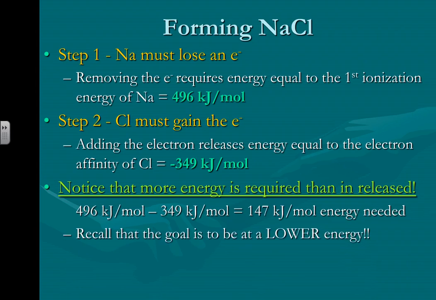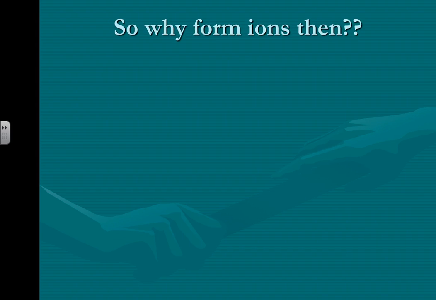Recall, the goal is lower energy. That's a problem. So right now, ion formation is actually an unfavorable process, especially forming positive ions. It's an unfavorable process generally. It requires more energy than it actually releases. So again, this can't be the end of the story, because if it was, then I'd be a liar. I don't try to be a liar. So why form ions? Well, because the end result is way better.